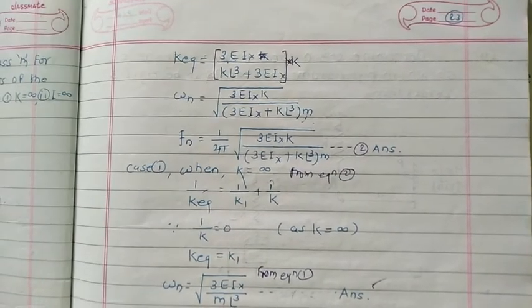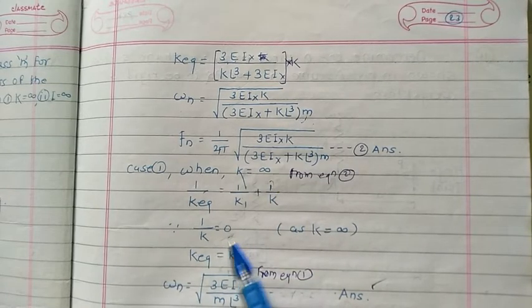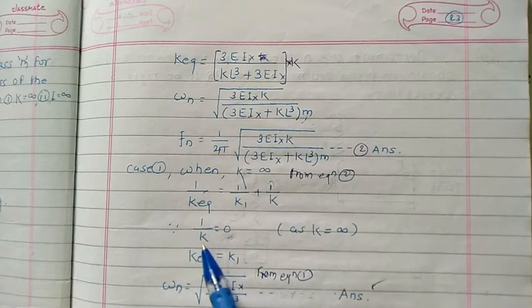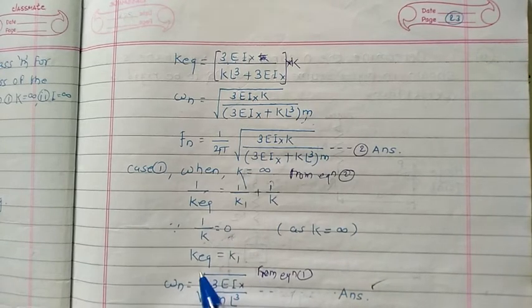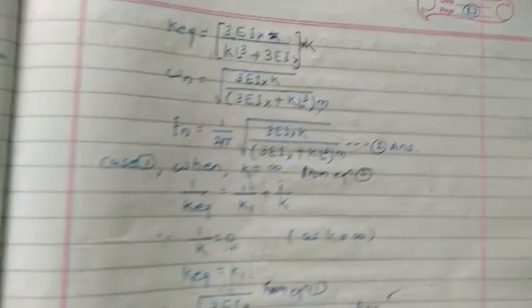So in this way, in the step 1 upon k1 plus 1 upon k, this term becomes 0, okay, as the value of k is infinity. So 1 upon infinity must be equal to 0. So k equivalent is nothing but k1. So k1 value is already with us. So what about that k1?